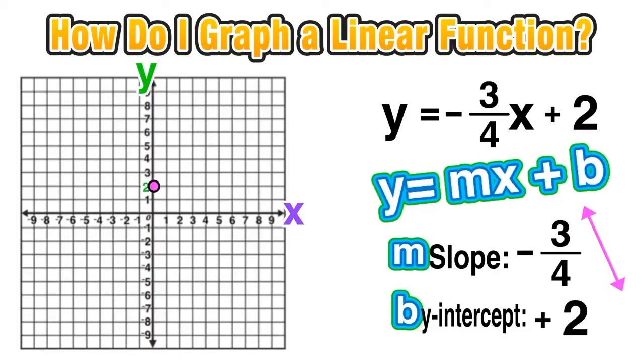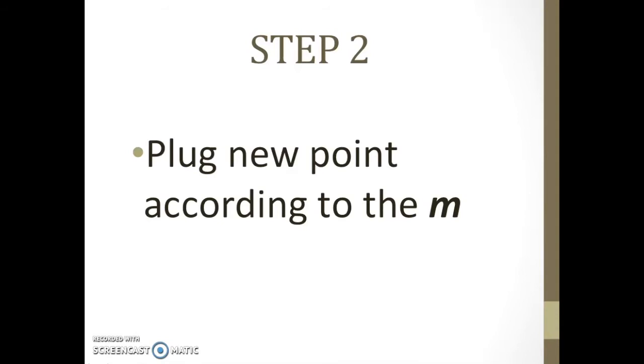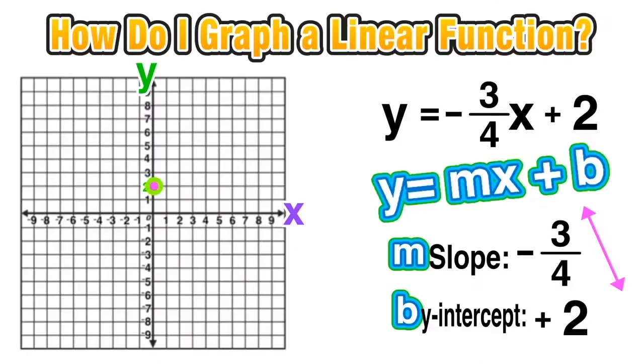So the first step to graphing a linear function in slope-intercept form is to plot that y-intercept. In this case, I'm putting a point at +2 on the y-axis. And the second step is plot a new point according to the m. And now we're ready to build that line from that point.